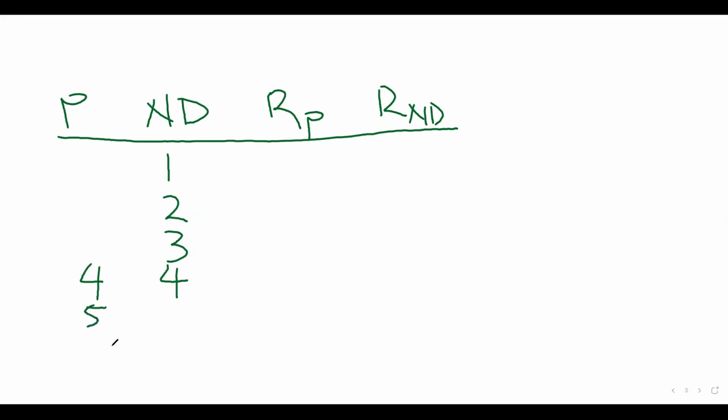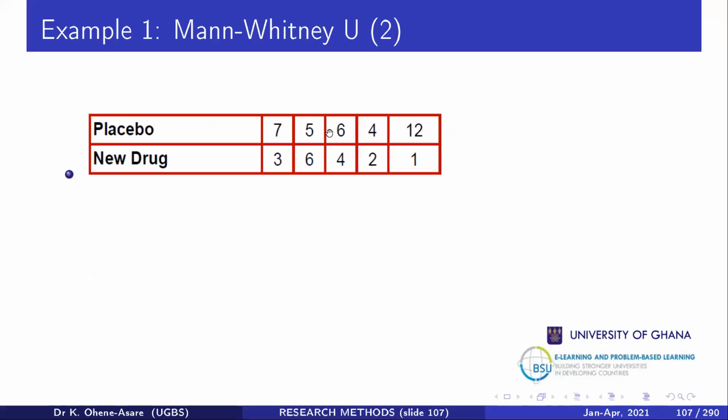The next number that comes after 5 is what? 6. And it's in which group? Excellent, Jerry Lawson. The answer is 6, and that is in both. So you put that down. The next number that comes after 6 is 7. That is in which group? Placebo. The next number that comes after 7 is what number?